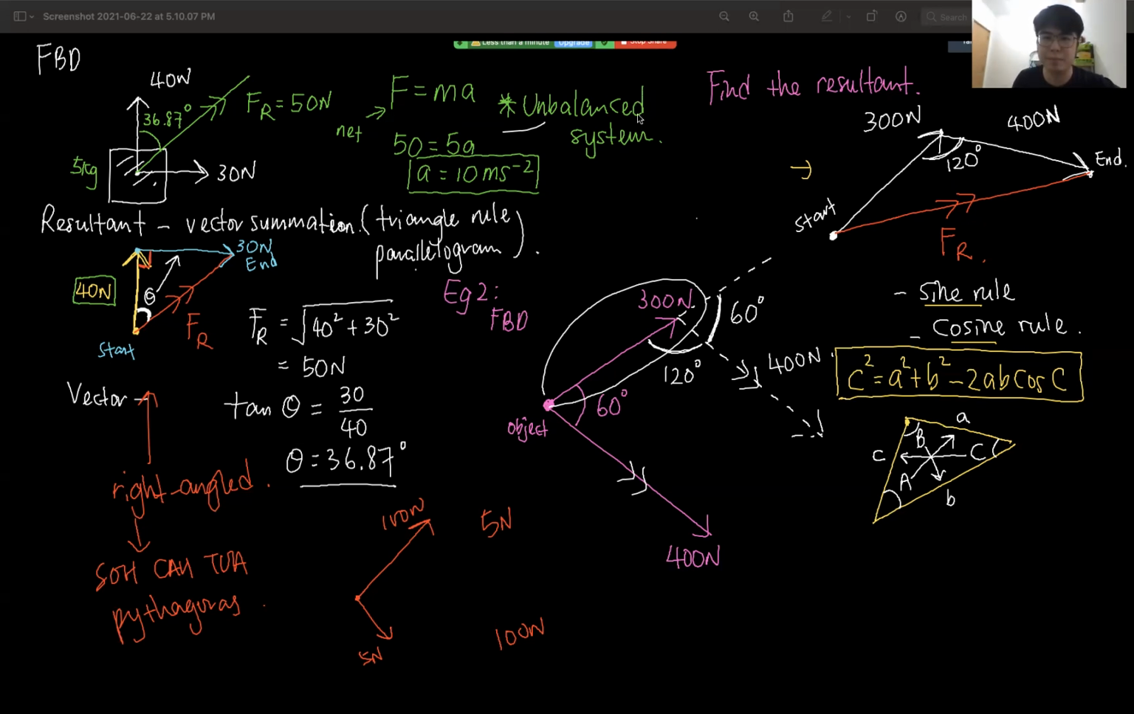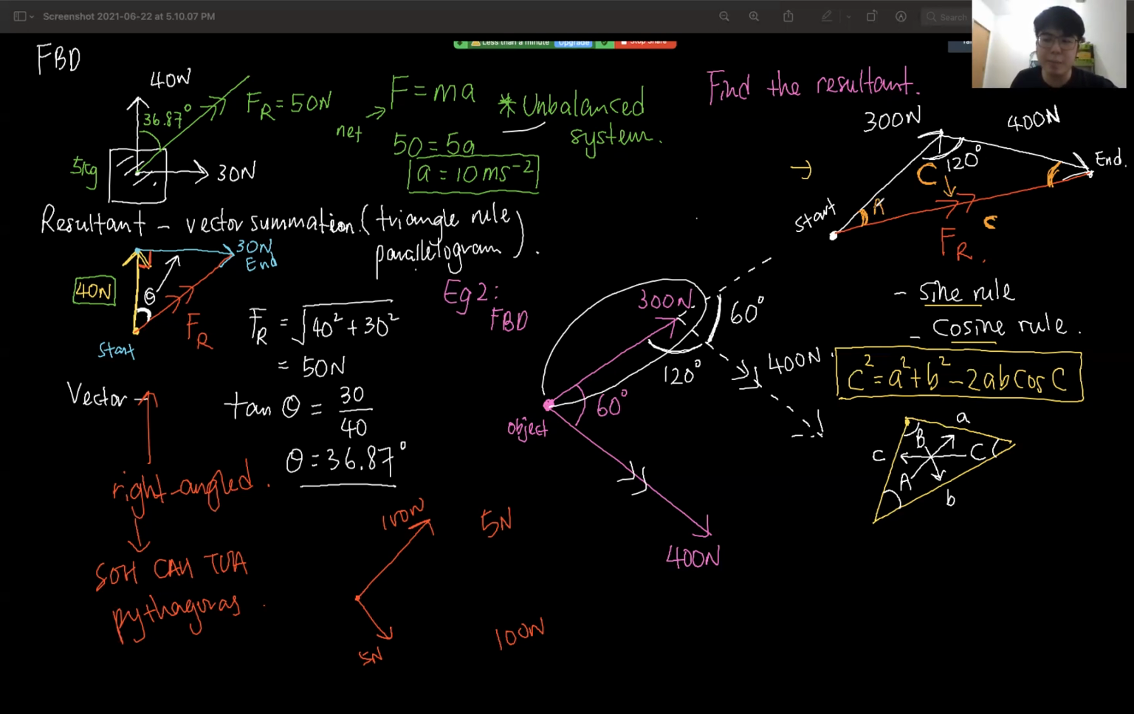Let me use a different color here. Orange. Okay. FR is my c. Now you see, if FR is my c, then the 120 is my capital C, right? Because the opposite is small letter c. And then I got 2 more angles, this angle and this angle. This 2 really doesn't matter. You can let this one become A, or you can let this one become A, also can. The most important is the C, the one that you want to find.